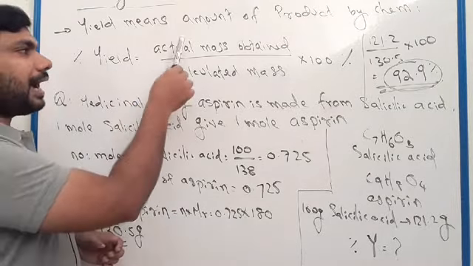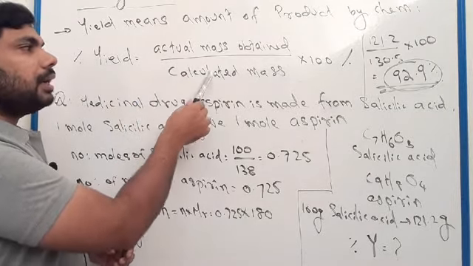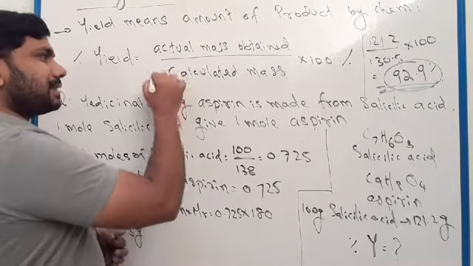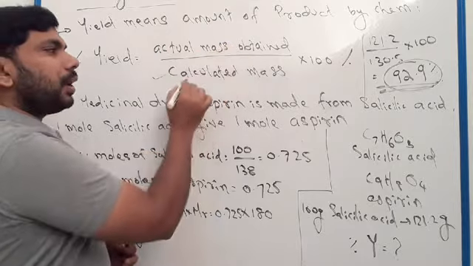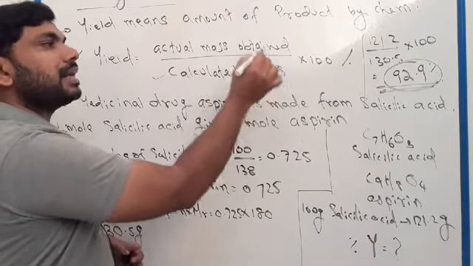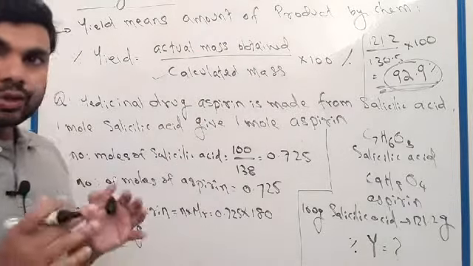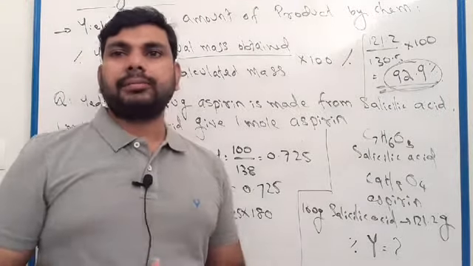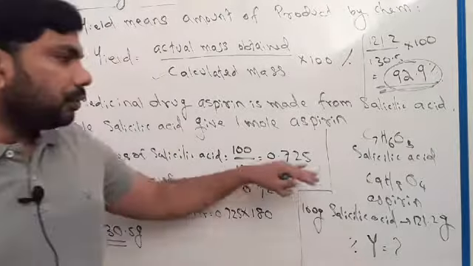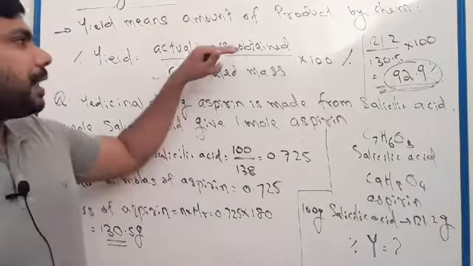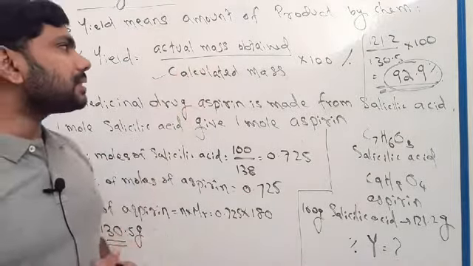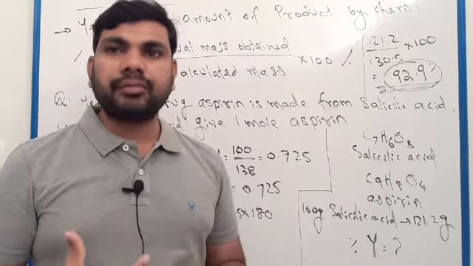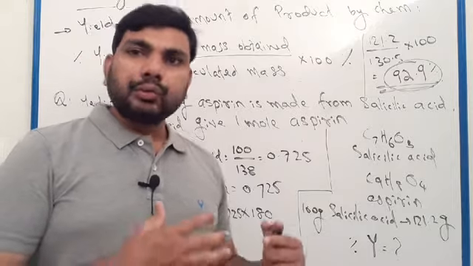Percentage yield means actual yield divided by theoretical yield, or you can say actual mass divided by calculated mass, times 100. Actual mass means the mass given in the question. I will give you an example. Actual mass means the mass of the substance formed during the chemical reaction. It will be in the question.